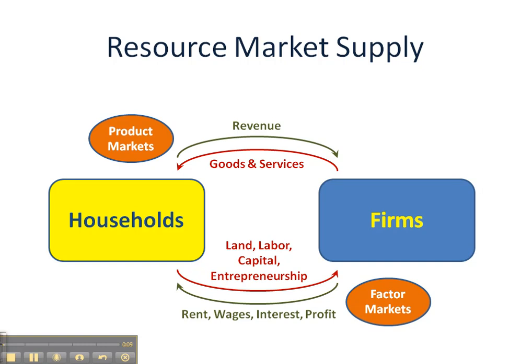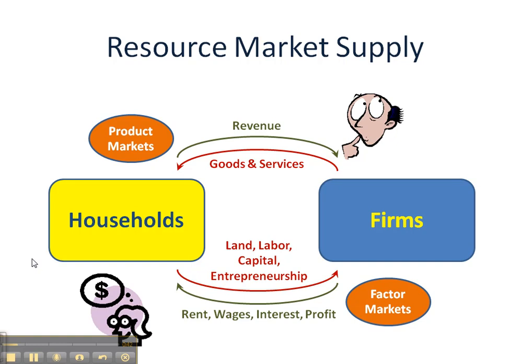We have a circular flow diagram here, and what we want to think about is how do households get their income in order to pay for the goods and services in the product market that they demand? And the answer is that they use their resources, their land, their labor, their capital, and their entrepreneurship in order to earn income in the guise of rent, wages, interest, profit, or some combination thereof, in order to earn the money that they ultimately want in order to purchase goods and services for firms.